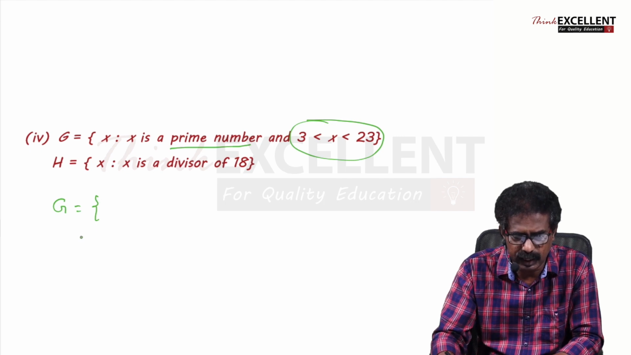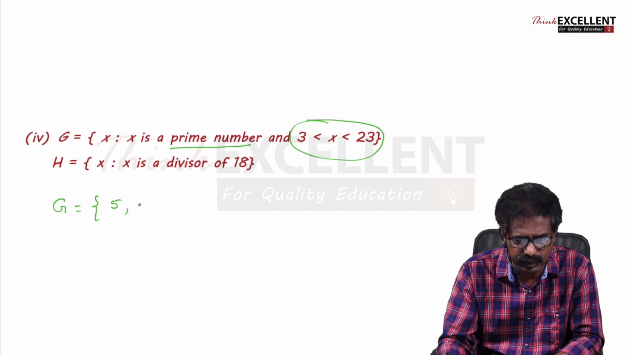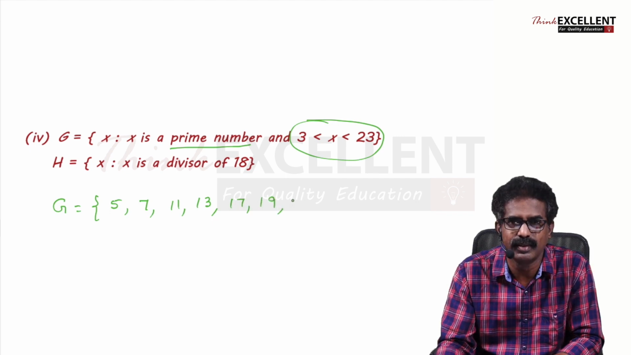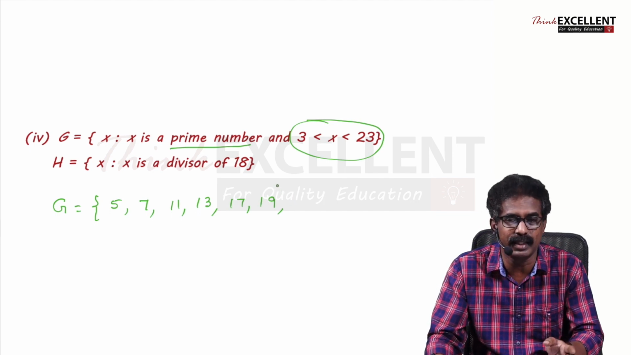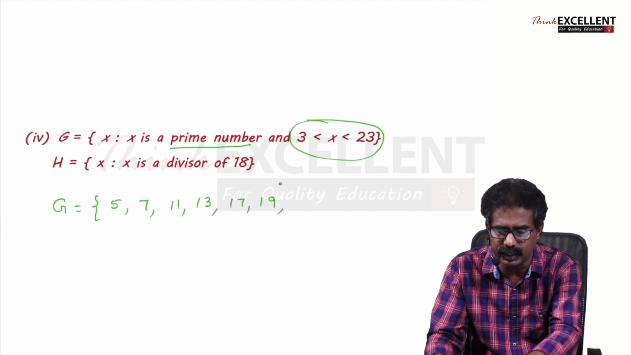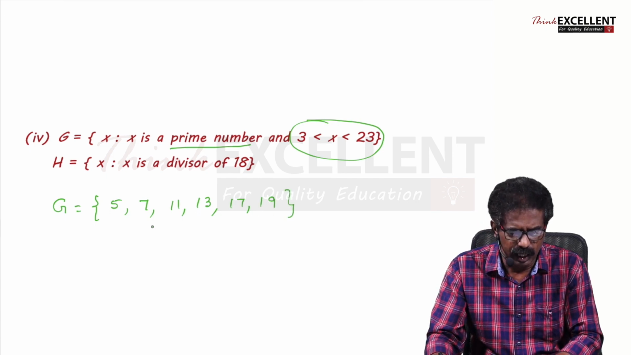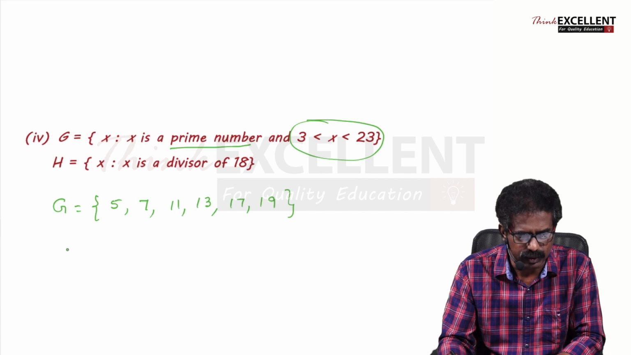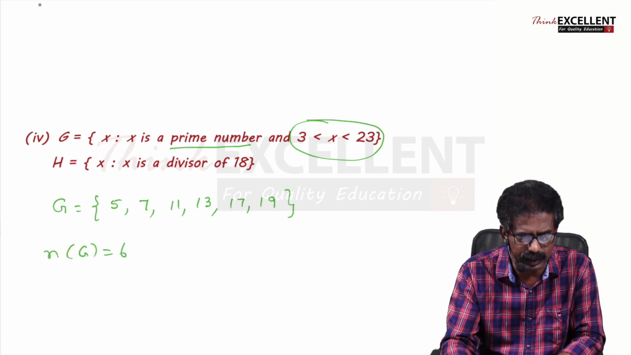Okay, so here after 3, the next prime number is what? 5, then 7, 11, 13, 17, 19, then 21. No, 21 is not prime. You can divide by 3 table, right? 3 sevens are 21, so you can't take that. 23 is a prime, but you cannot take here, right? How many elements? 6 elements are there, right? So n of G equal to 6. Okay, one part is over.